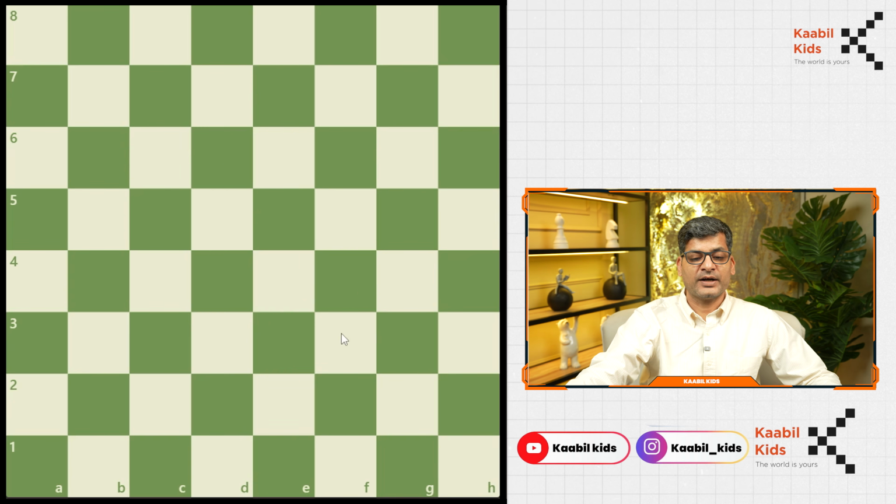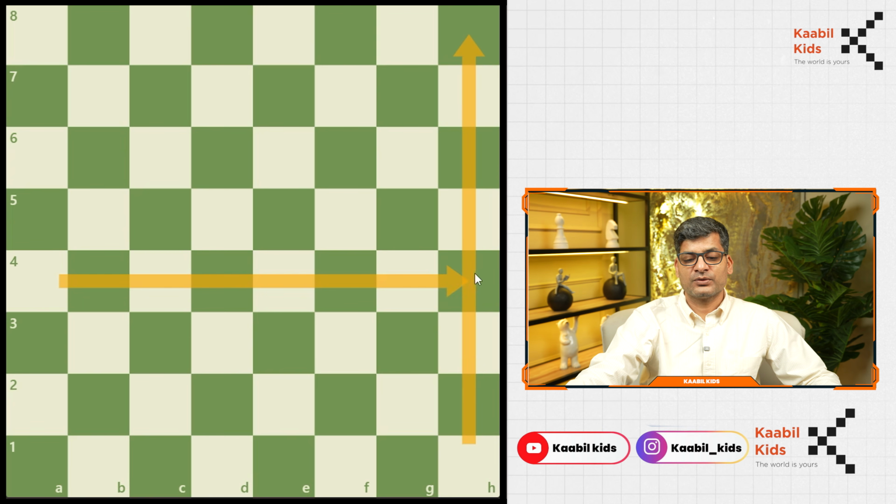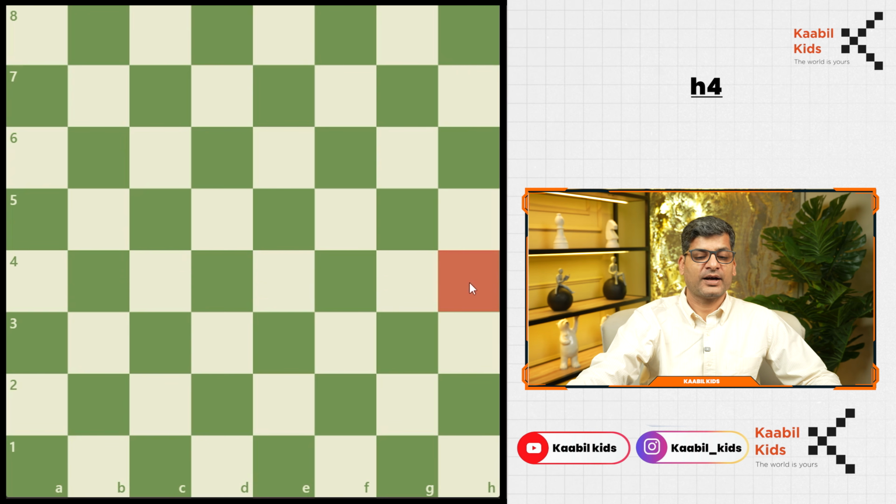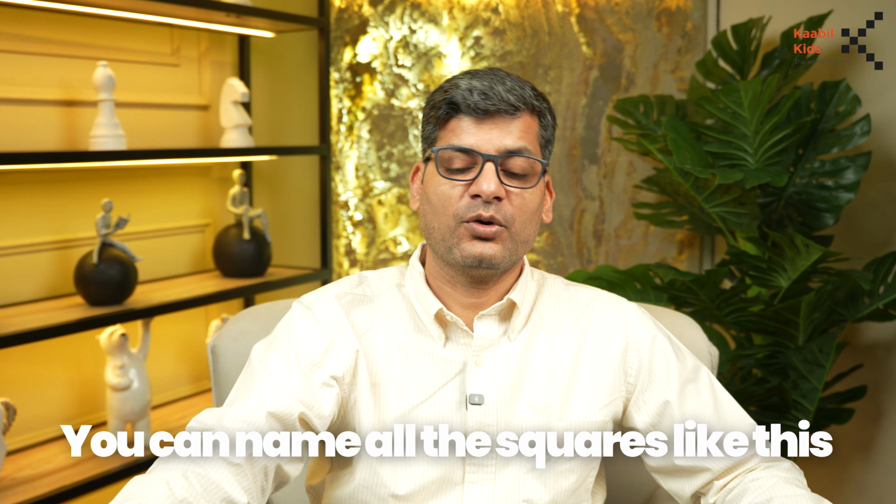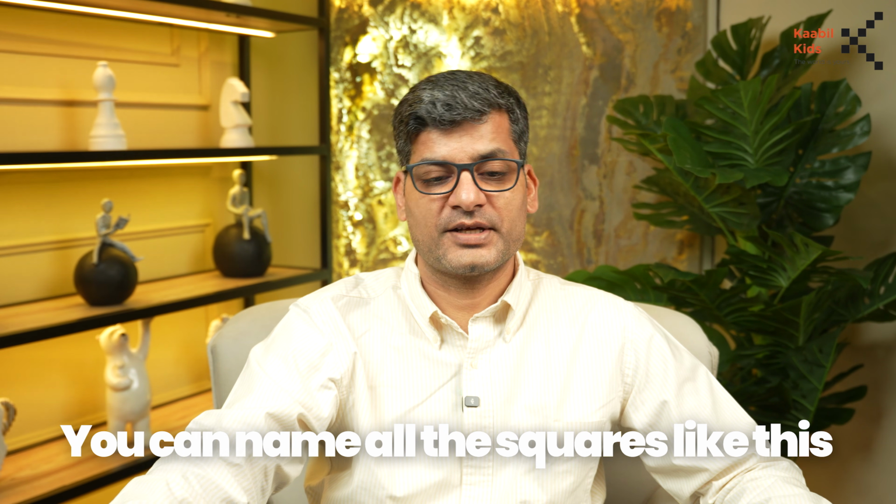All right. Now let's try to identify which is H4. So let's go to the H file. So this is the H file, and let's try to see where is the rank 4. Here's the rank 4. So they meet at this square. So this is going to be the H4, the one which is highlighted. All right. So similarly, you can name all the squares on the chessboard.